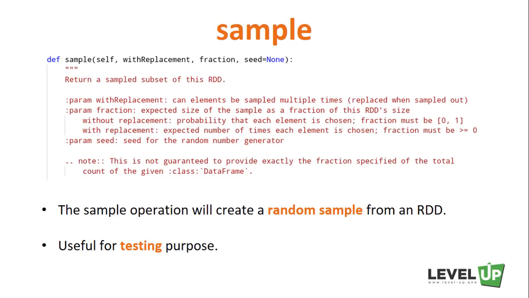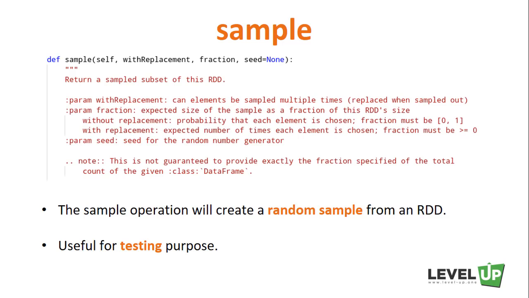Sampling with replacement is a way of doing sampling. It's more of a statistical term rather than a Spark concept. I reposted an article which explains what sampling with replacement is. If you're interested in learning more about it, take a look at the next lecture.